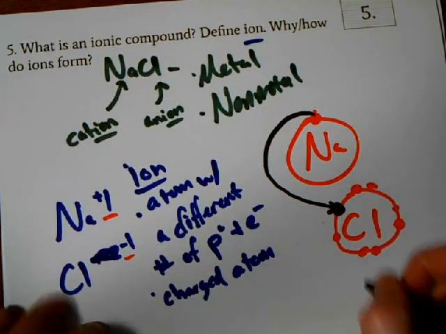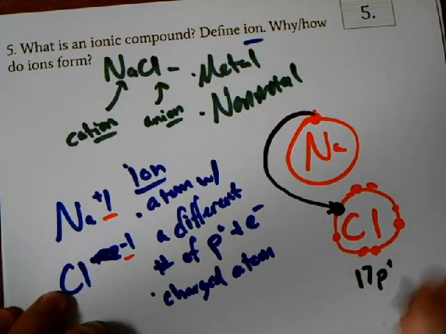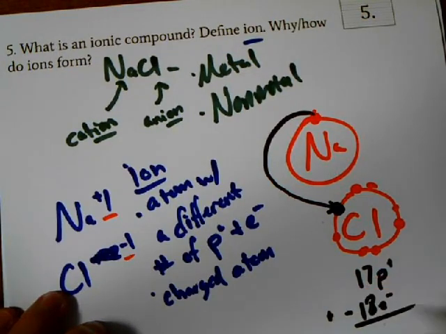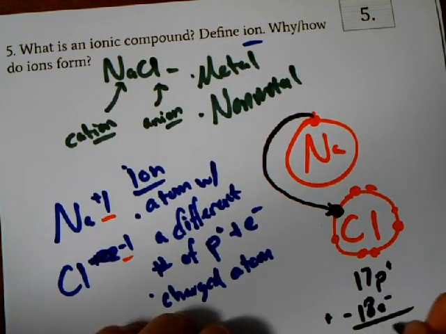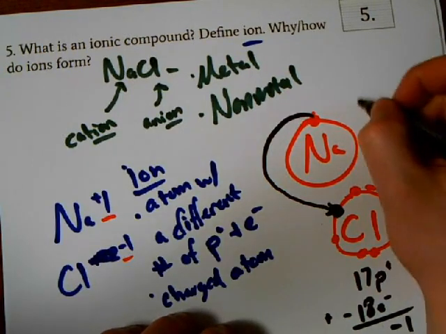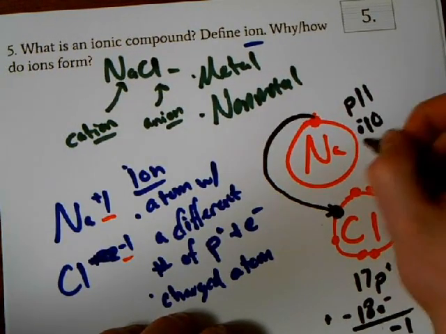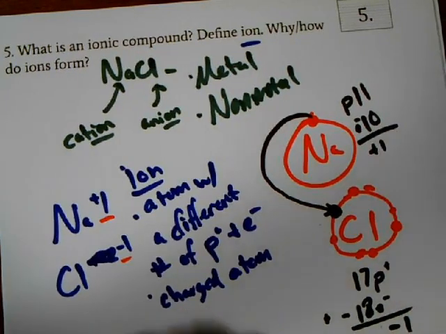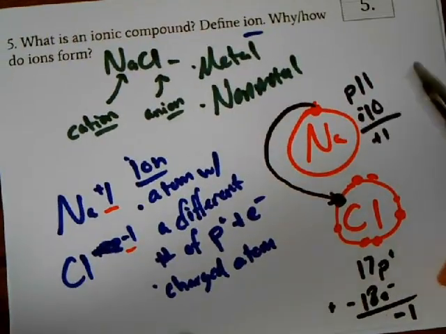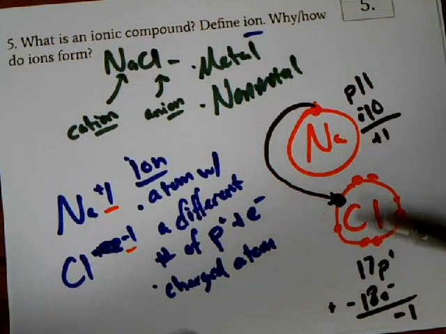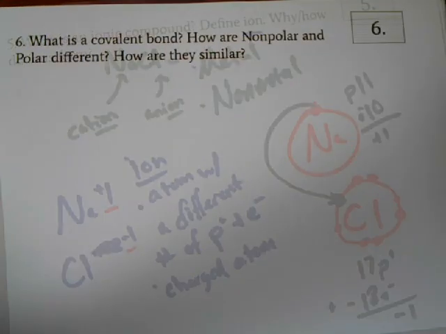So now chlorine has 17 protons, but now it has 18 electrons, so we think of it like adding in a negative number. 17 plus negative 18 gives me a negative 1. Sodium has 11 protons, and it now only has 10 electrons, so when I add those together, I'm going to end up with a positive 1. So ions form when an atom loses an electron or gains an electron in order to become more stable or to find a partner that's willing to take one or two or give one.